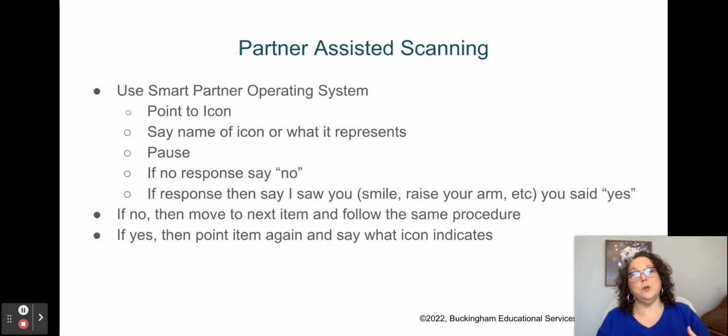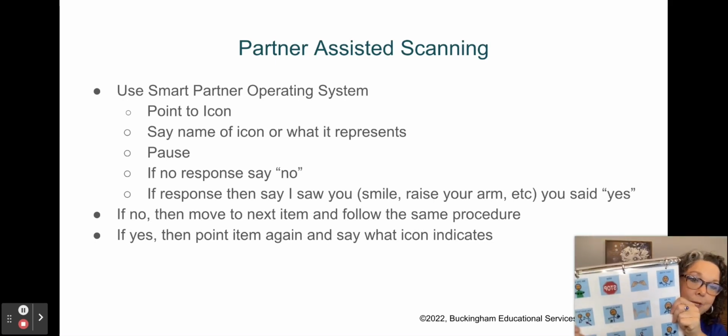So, when we're using the Smart Partner operating system and we're learning scanning and teaching scanning to a student, we want to use partner assisted scanning. And what that means is that you're going to point to the icon, say the name of the icon or what it represents, pause. If there's no response, you're going to say no. If there is a response, you're going to acknowledge that response, what you saw from the student, and then say, you said yes. If it's a no, then you're going to move on to the next item and keep going. If it is a yes, then you're going to point to that item again and say what the item indicates. I'm going to show you a quick example.